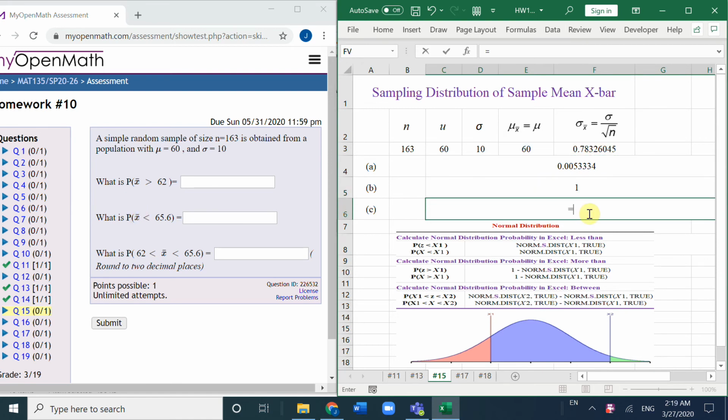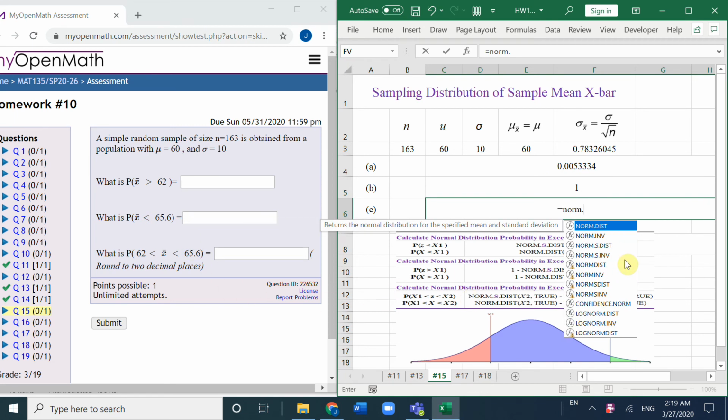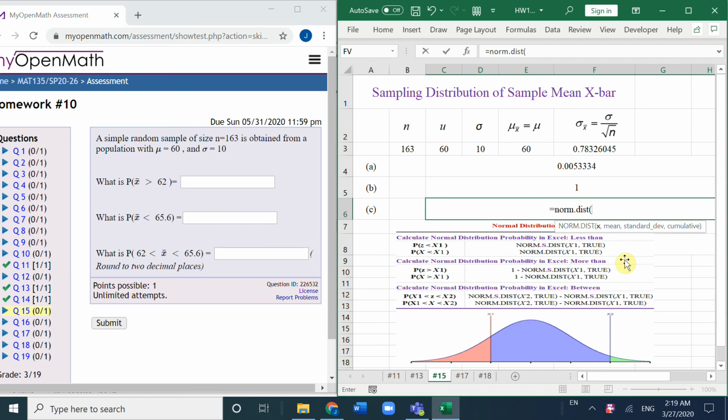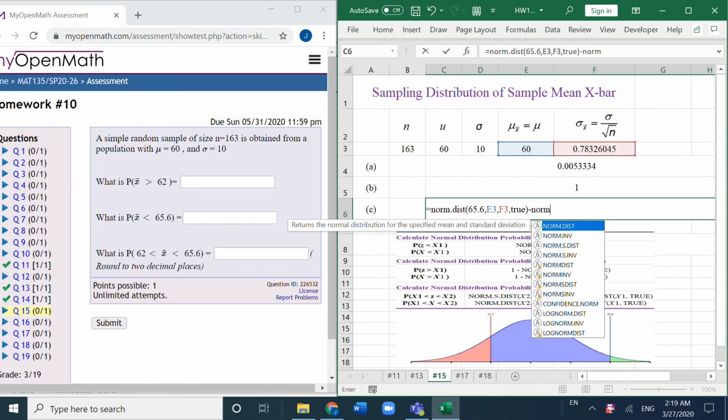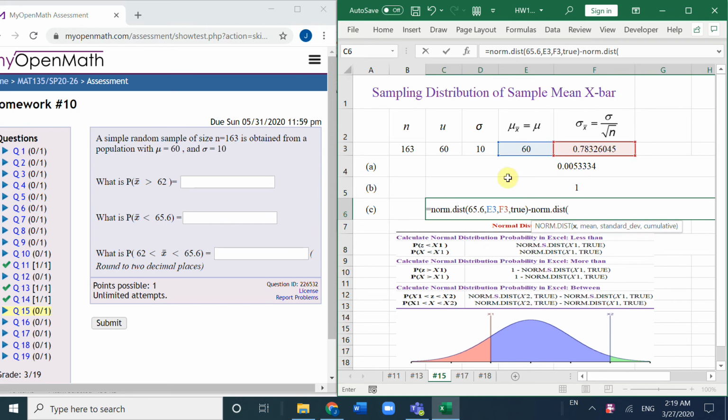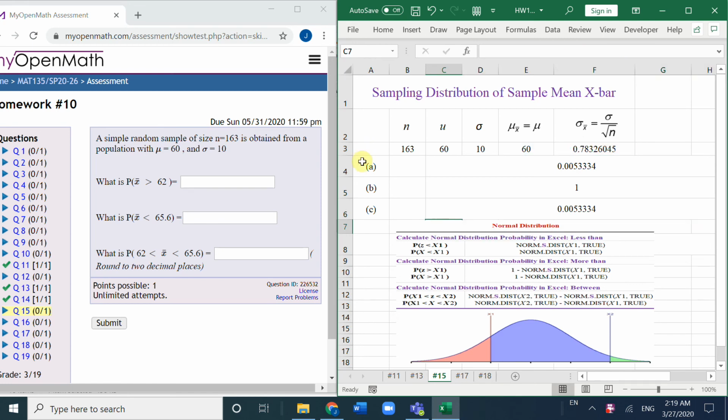And the third one is between case, so is norm distribution, upper bound, and the mu is 60, standard deviation here and true, minus norm distribution, the lower bound is 62 and true. Okay, now let's input all the numbers.